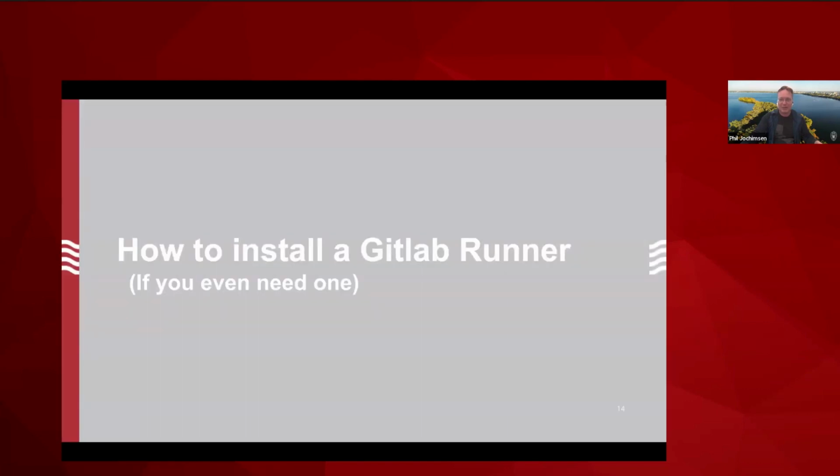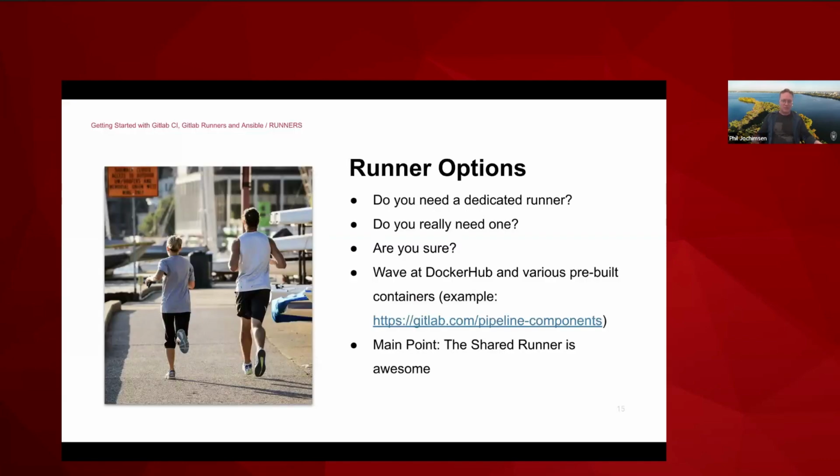So talking about the runners, again, these are the things that actually do the work. Do you need a dedicated runner? A lot of folks enter this with, oh yeah, I definitely need one. Are you sure? Are you really sure? It took me a bit to wrap my head around this: you can tell the runner to go get any Docker container from just about anywhere. There are a lot of options, from official images already out on Docker Hub to ones that you've made yourself.